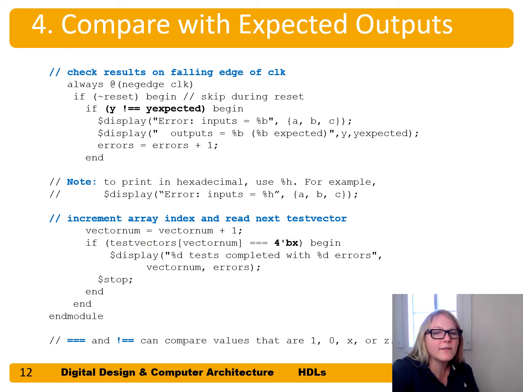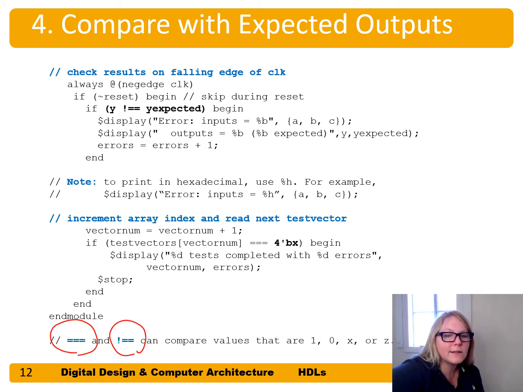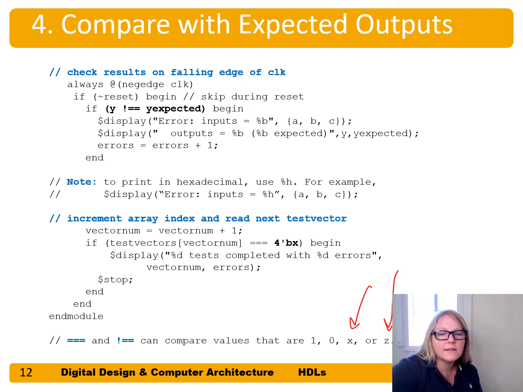Okay, and then if we don't have any more test vectors, then we stop the simulation, and you can view the results in the waveform viewer of the simulator. So why do we have equals equals equals, and not equals equals? It seems like there's an extra equal sign. The reason we use that is because those can compare on not just 1 and 0, but also x and z. So undefined and floating.